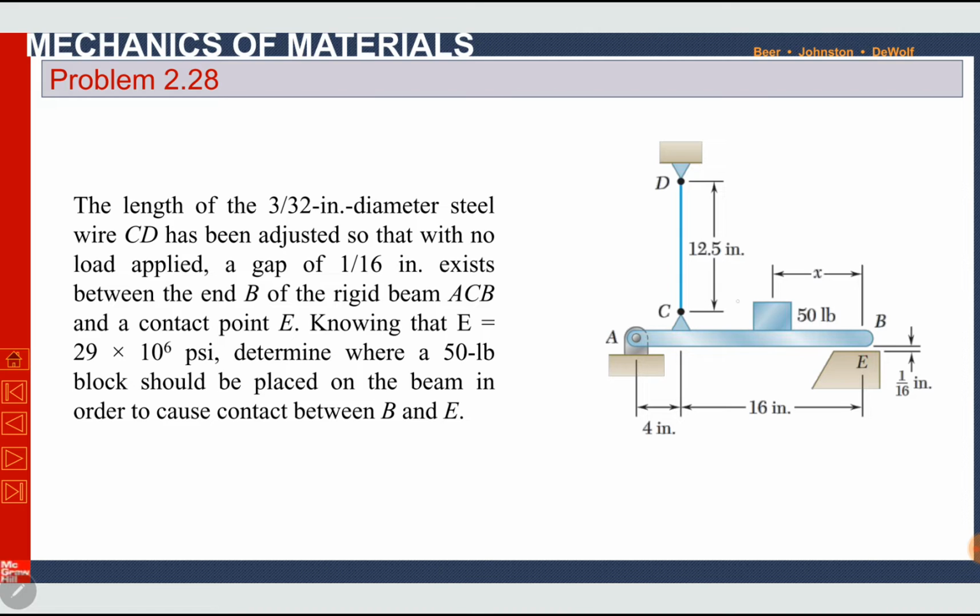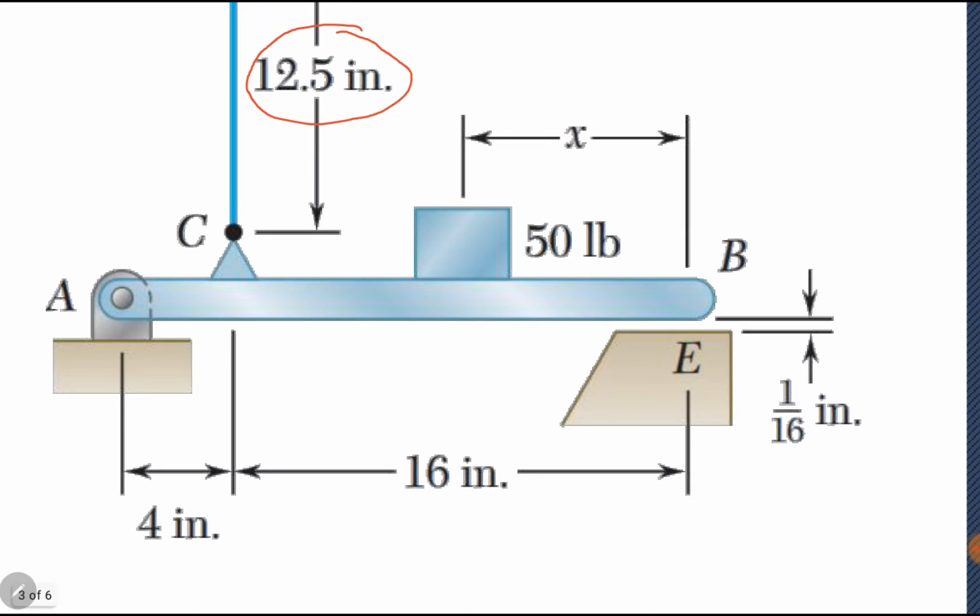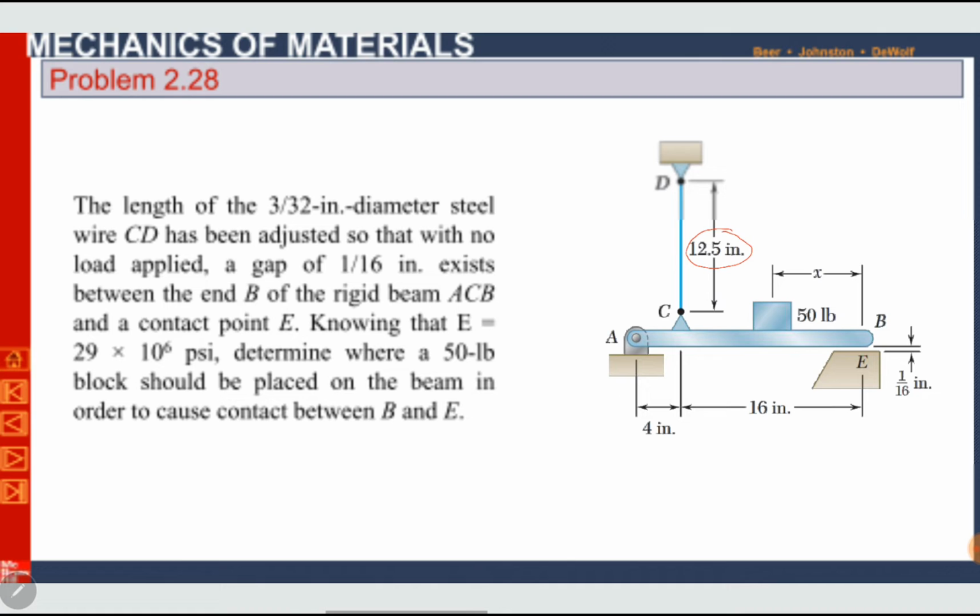In the diagram, this beam ACB is a rigid beam. It has been pinned at point A and it is hanging with a steel wire CD. The length of the wire is 12.5 inches. There is a weight of 50 pounds resting on the beam. The distance of the 50 pound weight from end B is x. It means it is unknown. There is a clearance of 1/16 inches between end A of the rigid bar and this support E. There is a gap. This beam is in equilibrium.